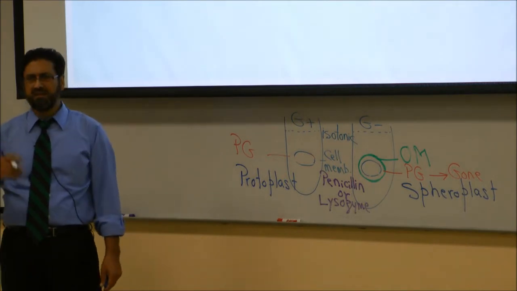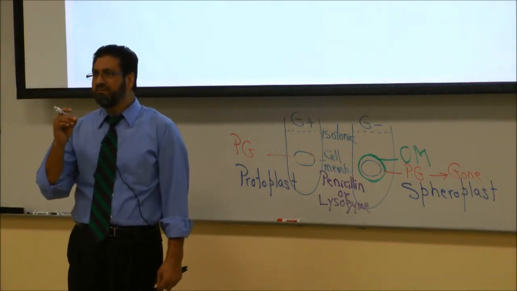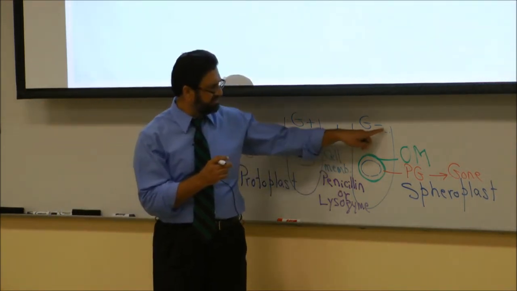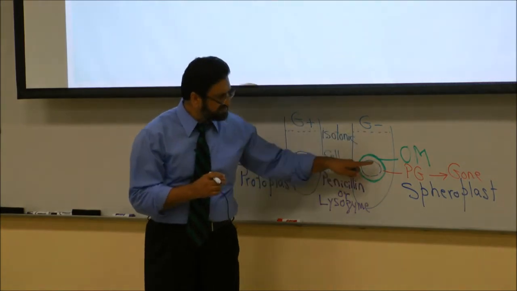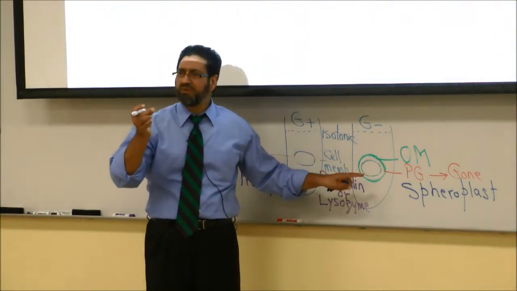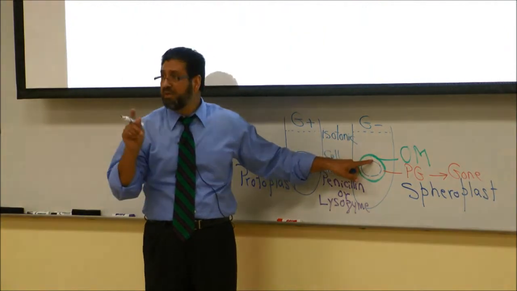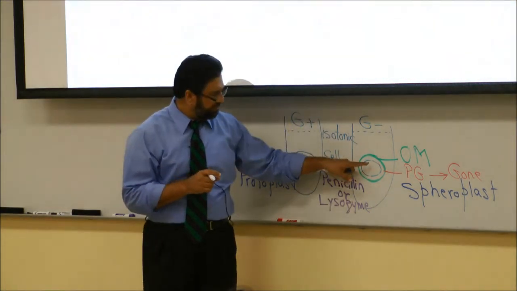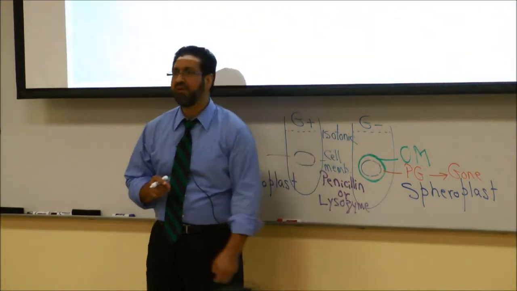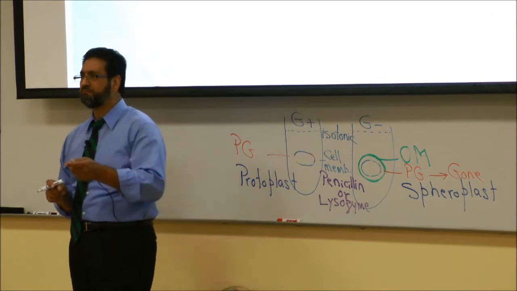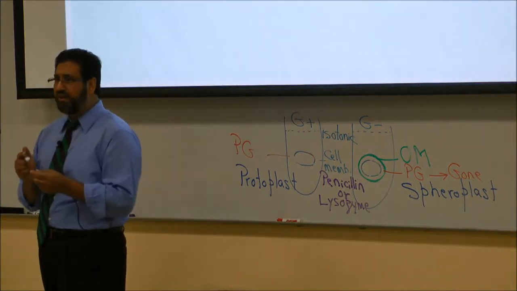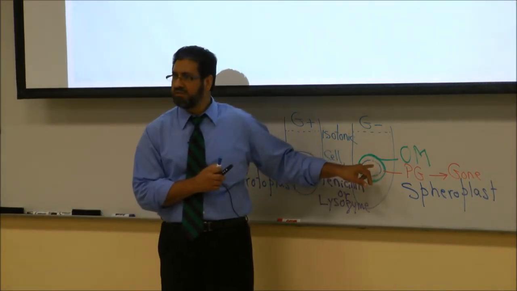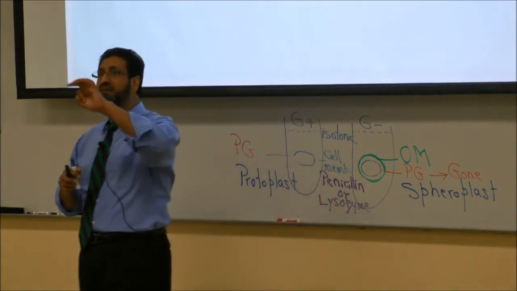Spheroplast, a gram-negative bacterium that has partially lost its cell wall. You can say peptidoglycan only, not the outer membrane. Peptidoglycan only, but not the outer membrane. This is a spheroplast. Gram-negative bacterium that has partially lost its cell wall, in parentheses, peptidoglycan.